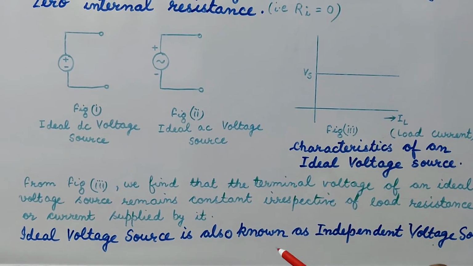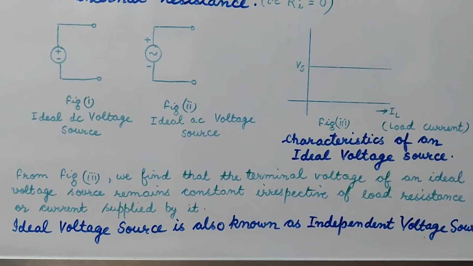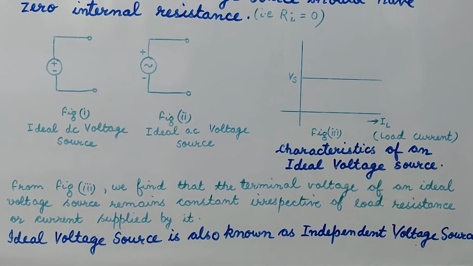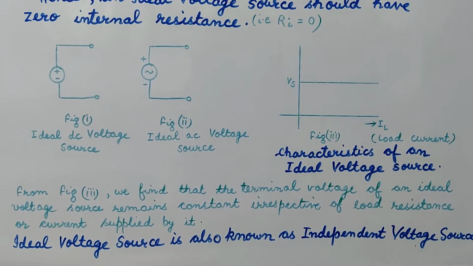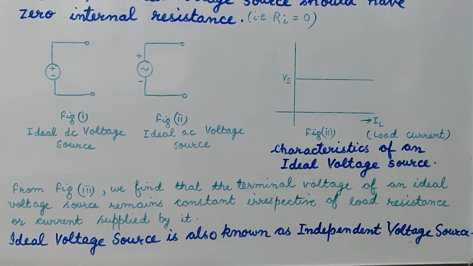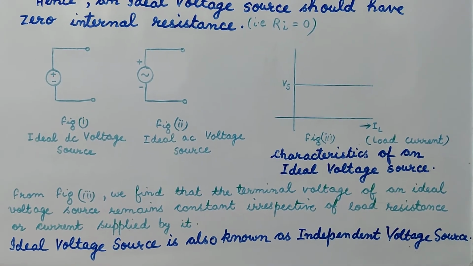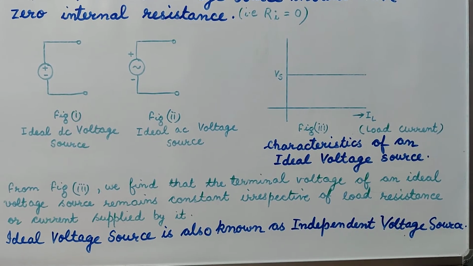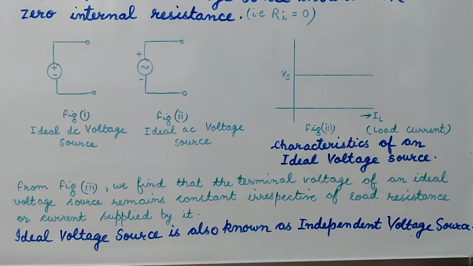So we can see that an ideal voltage source can also be called an independent voltage source because its value of voltage remains constant irrespective of the current drawn by it.